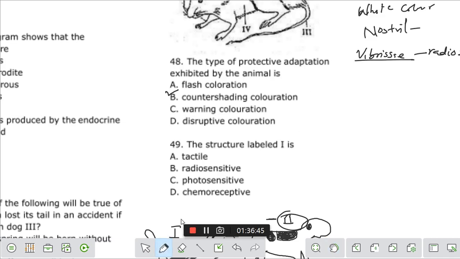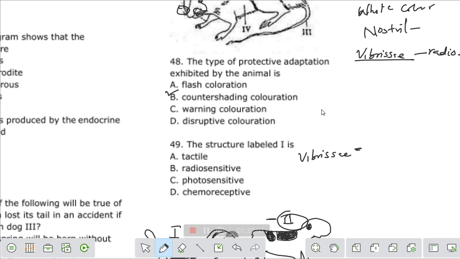So please, the answer is not chemoreceptive, it's not photoreceptive. In fact, it's not even radio sensitive. The answer is tactile. It's like tactics, but it helps them to navigate around the house. So that's the answer.